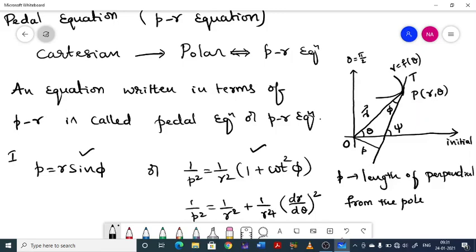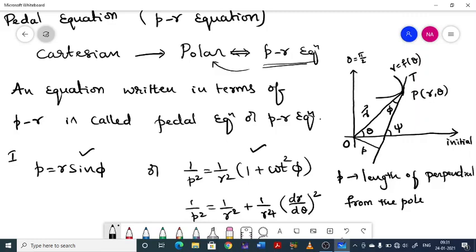We have the Cartesian coordinate system, then we jump to the polar coordinate system. So the Cartesian and polar coordinate systems are equivalent. That means the position of a point or a particle in the Cartesian coordinate system can be represented using polar coordinates. Similarly, the position of a point in polar coordinates can be represented in terms of Cartesian coordinates. But this PR equation is not just like the polar or Cartesian system. That actually comes under the polar coordinate system.